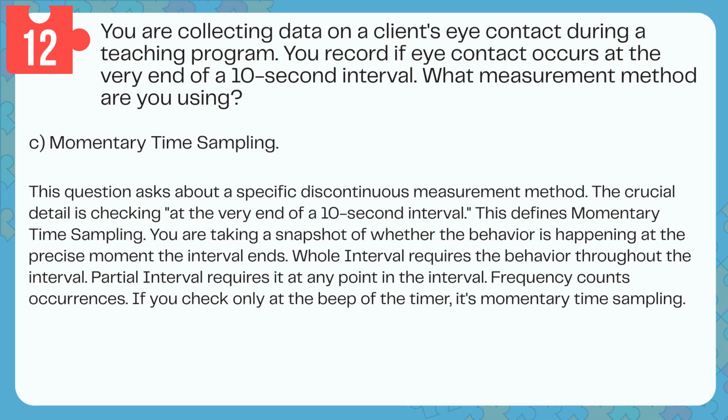Answer. C. Momentary time sampling. This question asks about a specific discontinuous measurement method. The crucial detail is checking at the very end of a 10-second interval. This defines momentary time sampling. You are taking a snapshot of whether the behavior is happening at the precise moment the interval ends. Whole interval requires the behavior throughout the interval. Partial interval requires it at any point in the interval. Frequency counts occurrences. If you check only at the beep of the timer, it's momentary time sampling.